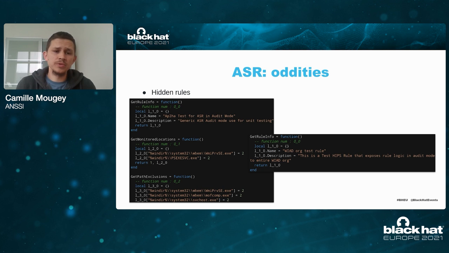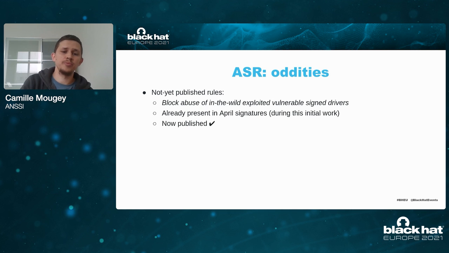You have some hidden rules, like the ALPLAT test for ASR, which is likely a test rule, but it is in production. You can enable it. Or you have some tests also for a few domains, test domains of Microsoft. You also have not yet published rules. When I performed this work early this year, the block abuse of in-the-wild exploited vulnerable signed drivers was a rule which wasn't yet published, but already in Defender, so we could see this rule before it was actually presented. Now it's published, so it's no more hidden.